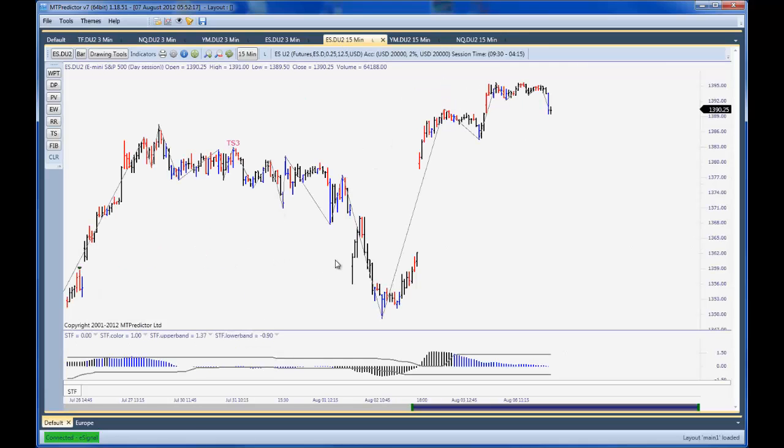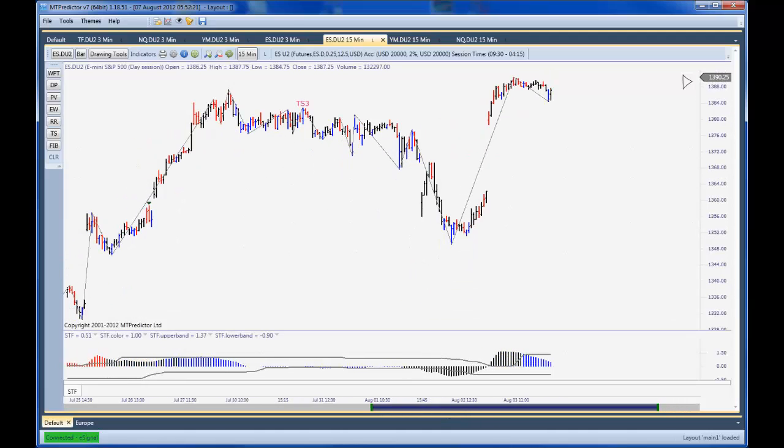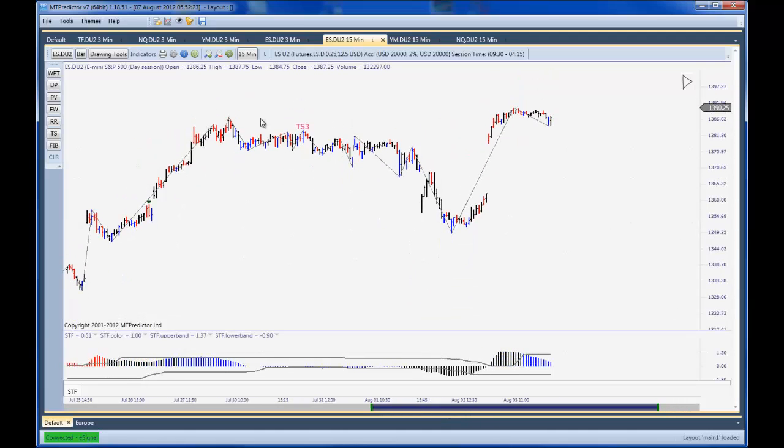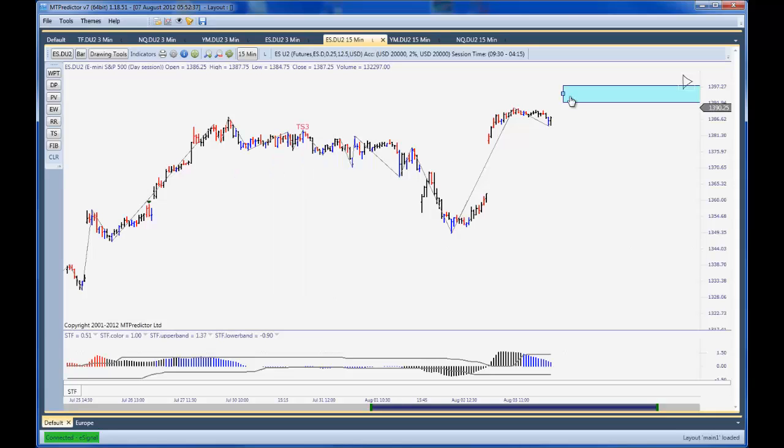So if I look at a 15-minute chart and scroll it back to before yesterday even opened, you can see that we had a major swing high here. Now what we can do in MTPredictor is project out into the future support or resistance zones, and for this we use our decision point tool. We just click on a bar and then click on decision point, and as you can see it places a level on your chart which is there in advance.